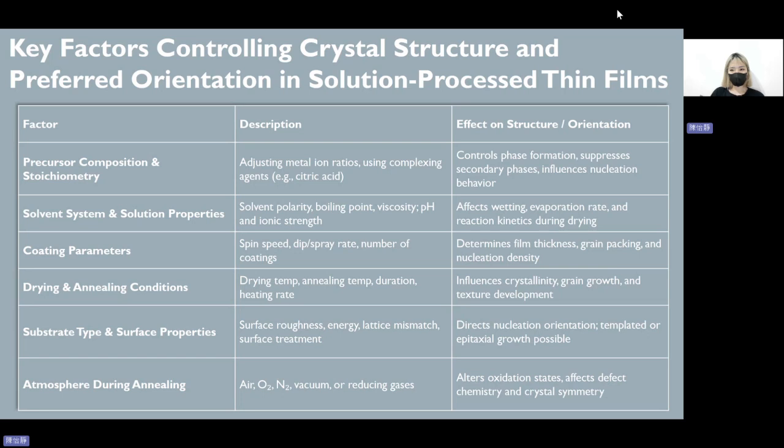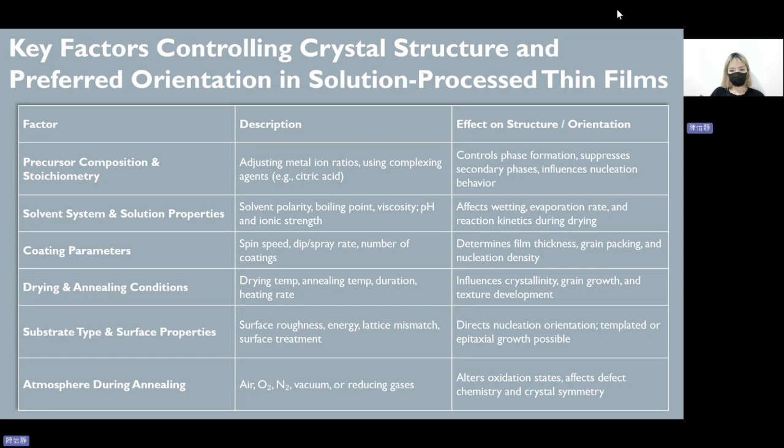Third, coating parameters. Spin speed, withdrawal rate, or spray rate determine the film thickness and uniformity. Multiple coating cycles allow for layer-by-layer growth, which can enhance preferred orientation by promoting grain enrichment and slow recrystallization. Fourth, post drying and annealing conditions. Drying temperature balances solvent evaporation rate and precursor distribution.